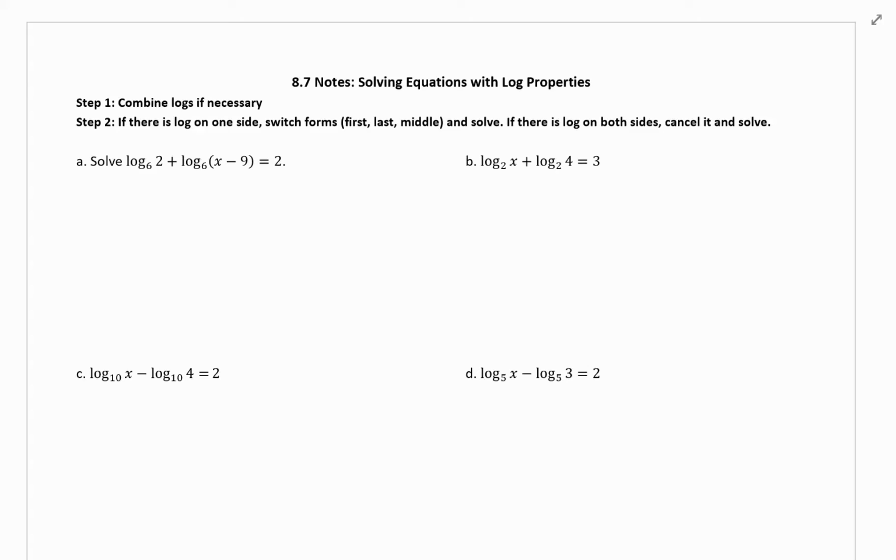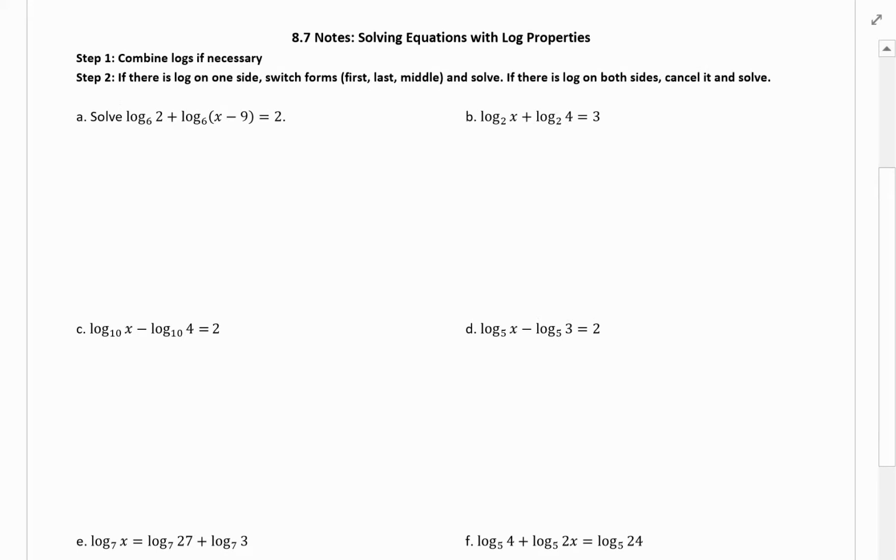Lesson 8.7, solving equations with log properties. So we already learned how to solve equations and we already learned how to use log properties, so now we're just putting it together. So you could see all kinds of different equations for these types of problems. So just don't get overwhelmed looking at how complicated it looks. You just have to think, what logs can you combine?